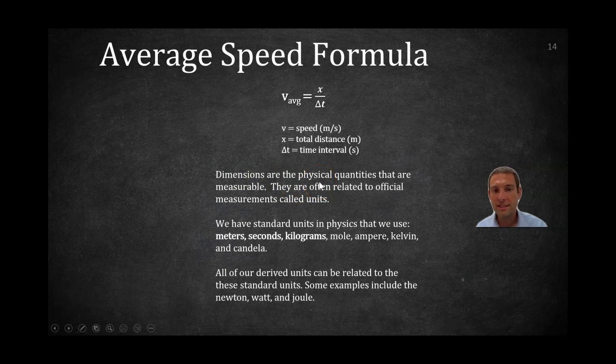Dimensions are the physical quantities that are measurable. They are often related to official measurements called units. We have standard units in physics that we use: meters, seconds, kilograms, mole, ampere, Kelvin, and candela. We won't have to worry about Kelvin, candela, ampere, or mole. So the three that we need to focus on are meters, seconds, and kilograms, and from those three, we're going to derive or make our own units. All of our derived units can be related to these standard units. Some examples include the Newton, watt, and joule.